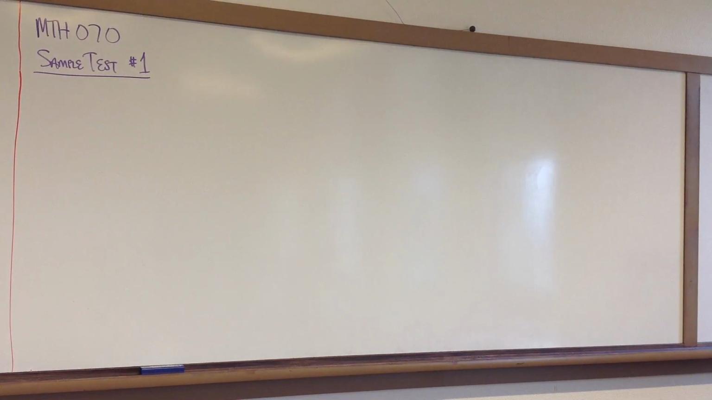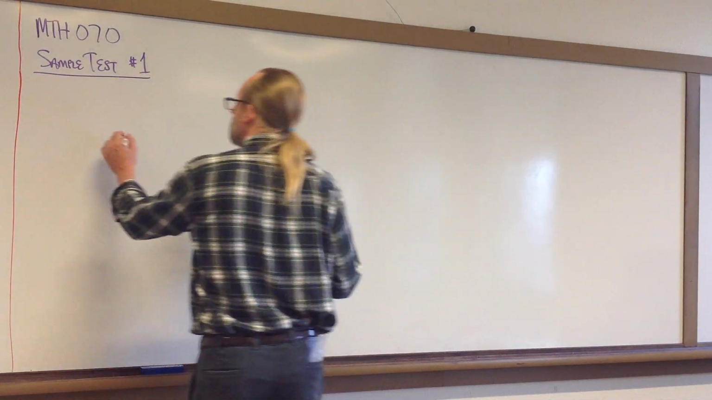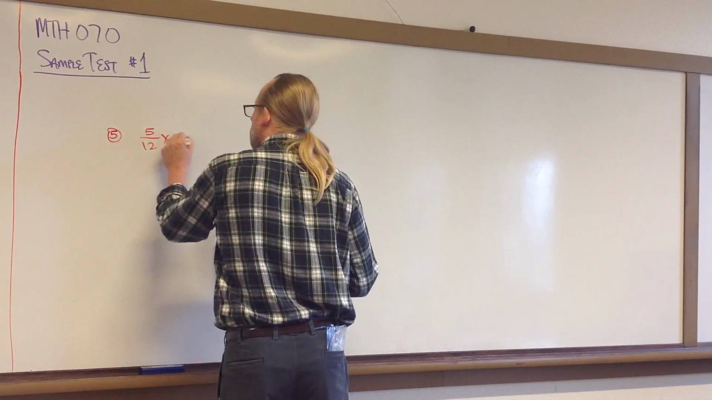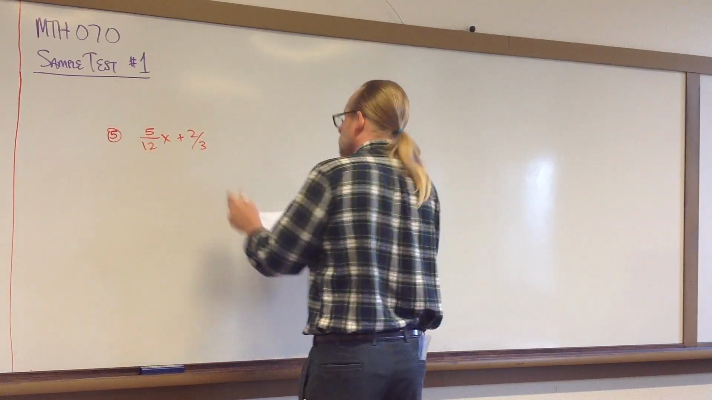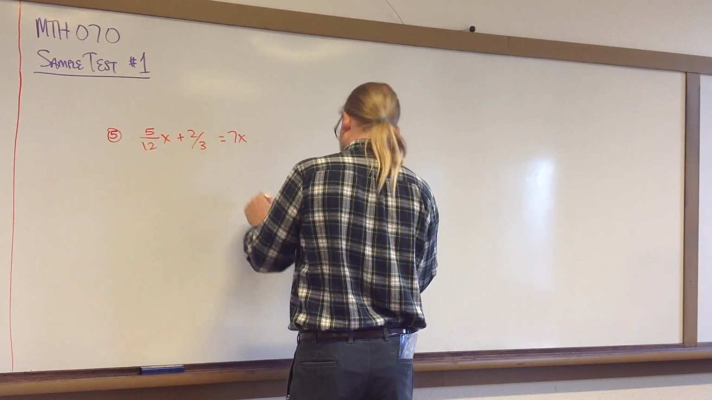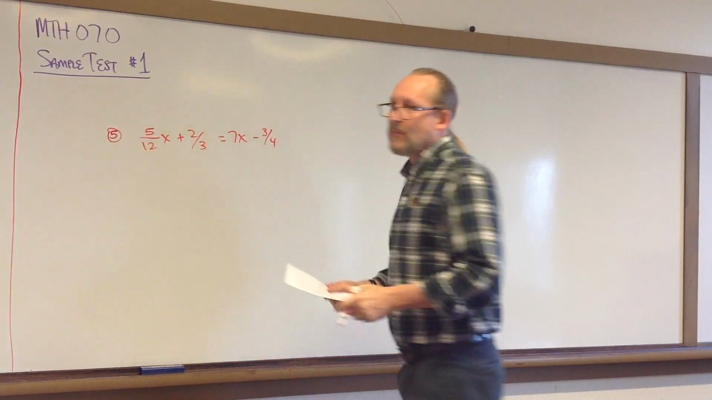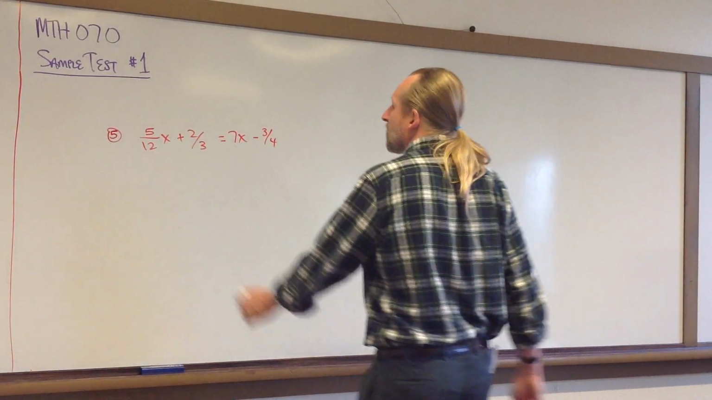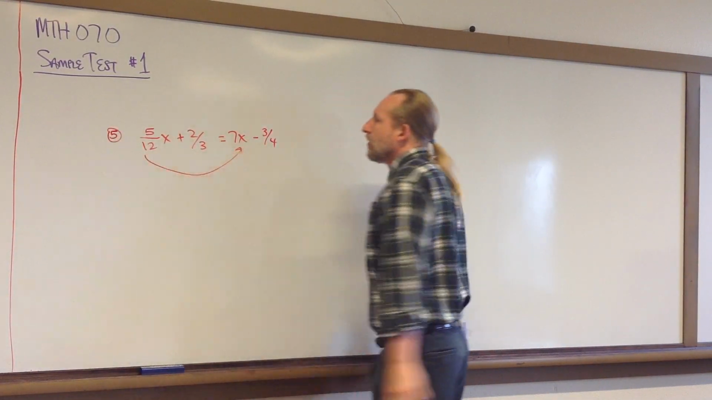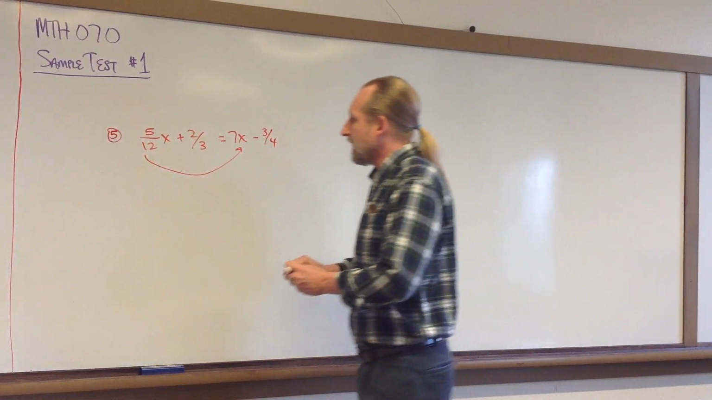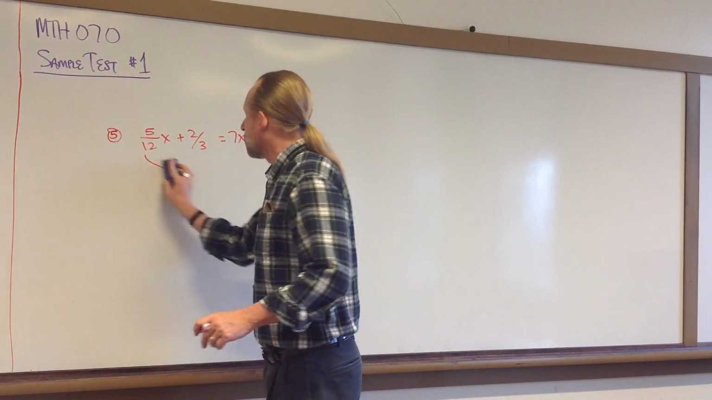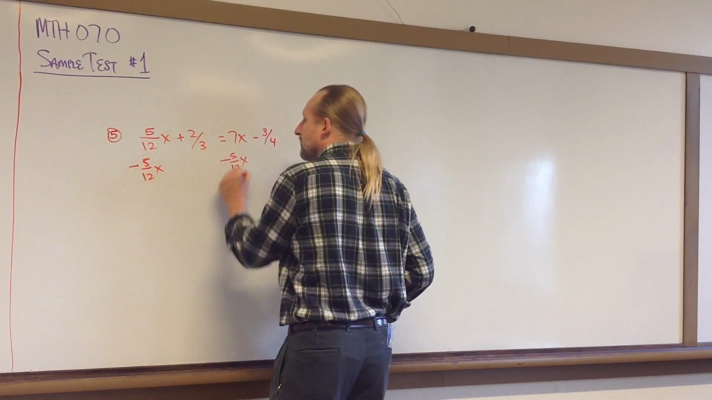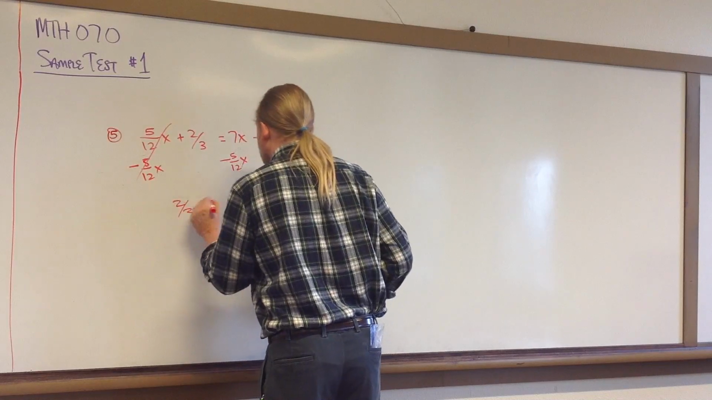Problem 5. 5/12 x plus 2/3 equals 7x minus 3/4. Okay, so here we just want to collect our variables. I'm going to move this one over to here. So I'm going to subtract 5/12 x on both sides. So we'll have that 2/3.